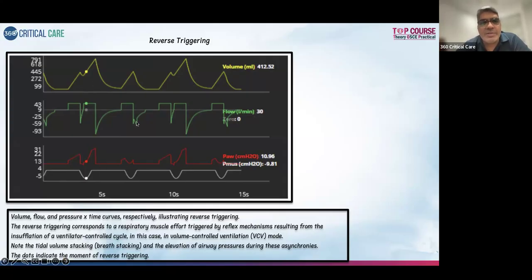The consequence of that for the tidal volume is that you have set a tidal volume of 450 or 445 there, but because of this reverse triggering, the patient is delivered a higher tidal volume, up to 700 or 800. So there will be excessive volume delivery to the patient, causing consequences. All right, so this is called reverse triggering.